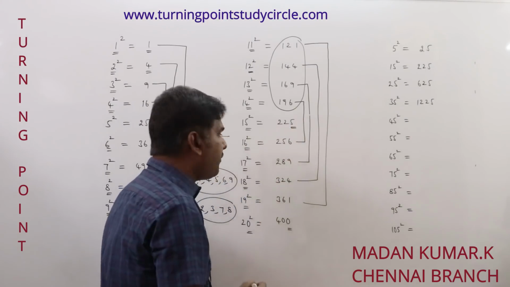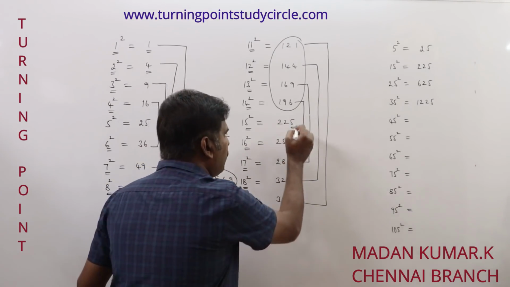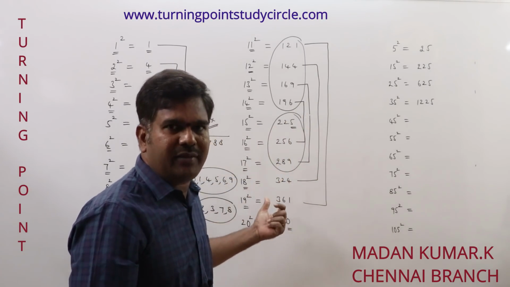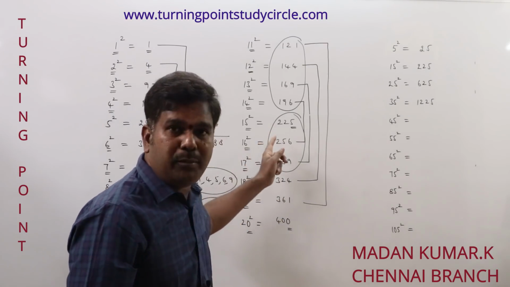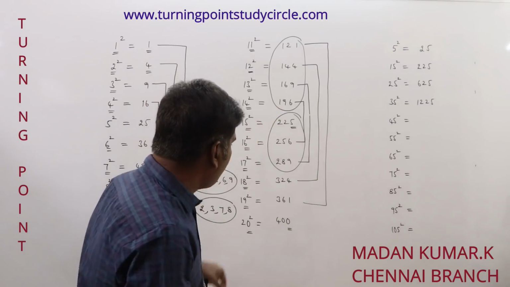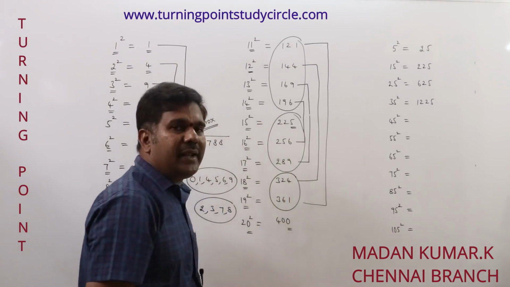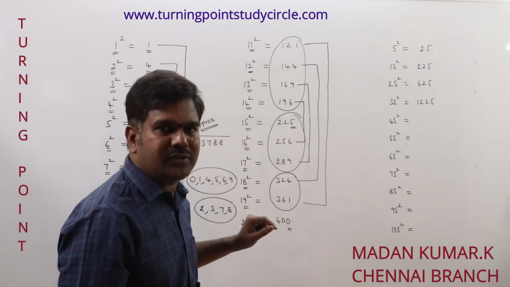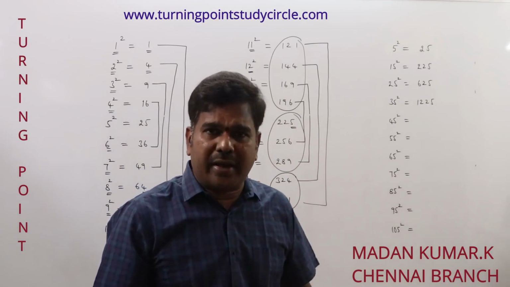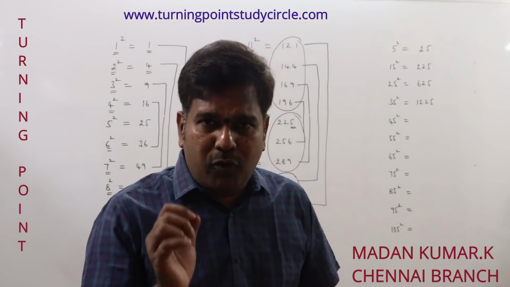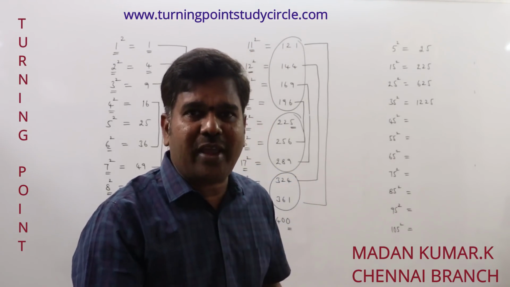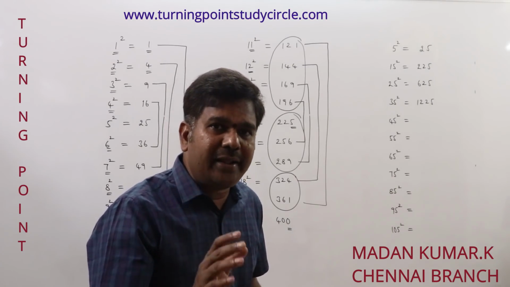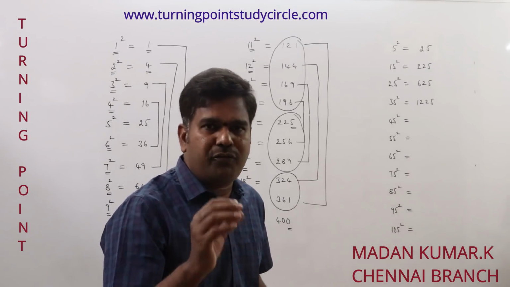Next, 15 square is 225, 16 square is 256, 17 square is 289. So between 200 and 300, there are 3 squares, from 15 to 17. Between 300 and 400 are the squares of 18 and 19. You can easily remember the values like that: 11 square is 121, 12 square is 144, 13 square 169, 14 square 196, 15 square 225, 16 square 256, 17 square 289, 18 square 324, 19 square 361, and of course 20 square 400.